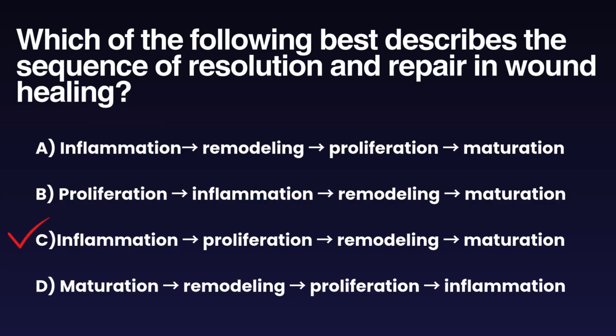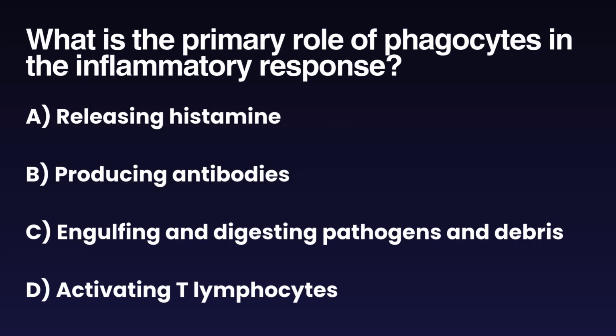What is the primary role of phagocytes in the inflammatory response? A. Releasing histamine. B. Producing antibodies. C. Engulfing and digesting pathogens and debris. D. Activating T lymphocytes. 5 seconds.